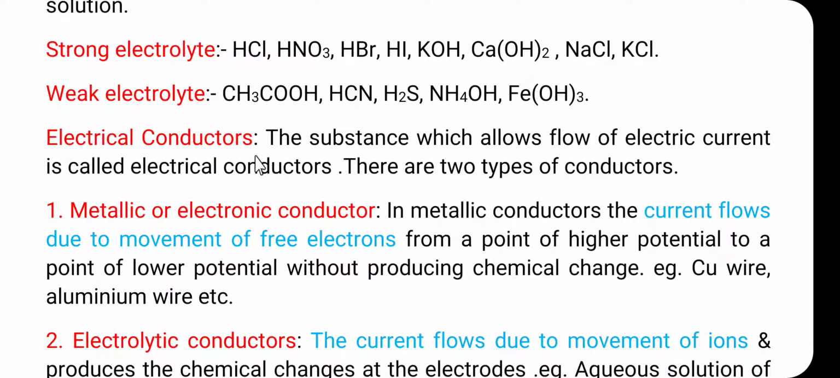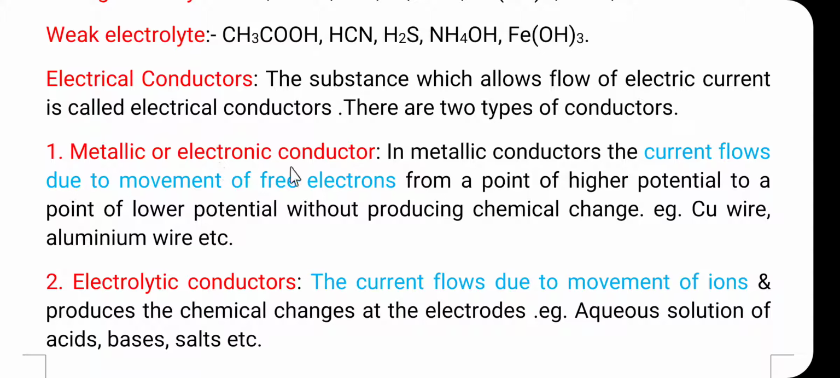So here when we consider the electrical conductor, there are two types. Which are these two types of the electrical conductors? The first one is the metallic or electronic conductor and the second one is the electrolytic conductors. So again, what is meant by metallic or electronic conductors?